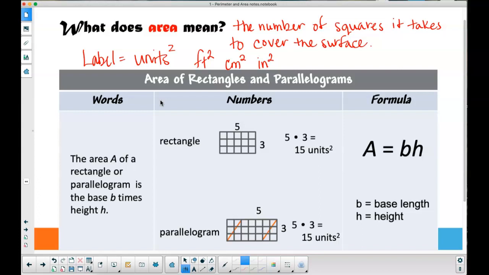Okay, so if we're going to find the area of a rectangle or a parallelogram, the area is the base times the height. You guys probably already knew that, right? You learned that a long time ago. This is the formula for a rectangle or a parallelogram.